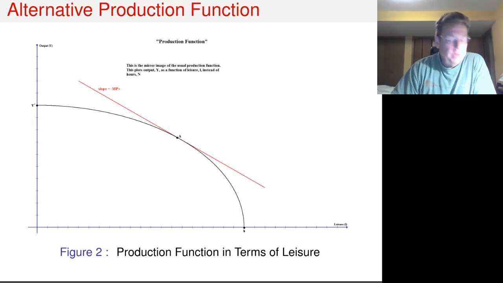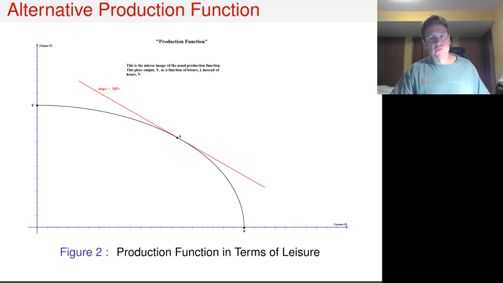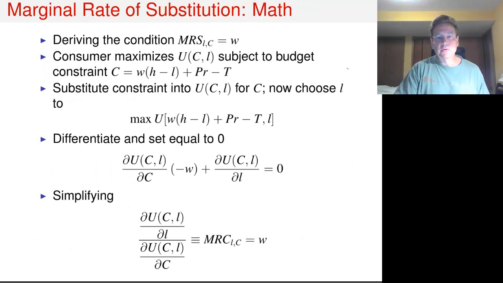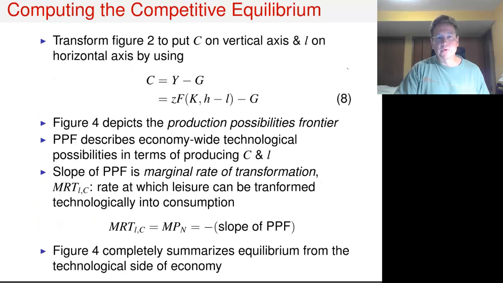Okay, now we're going to pull together the behavior of the household or the consumer and the firm to talk about the general equilibrium. And the first thing that we're going to do is take this alternative production function that we developed a couple of videos ago, and instead of having output up here on the axis, we're going to have consumption. Now, how do we do that? Well, it's actually pretty straightforward.